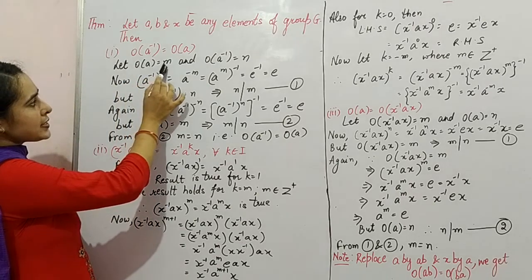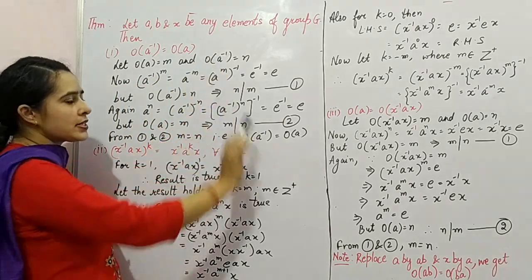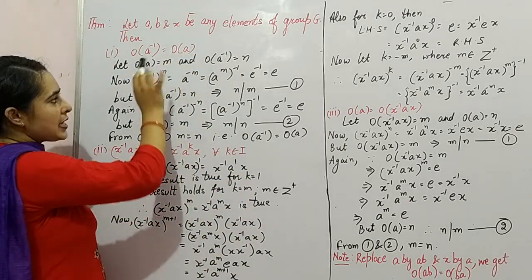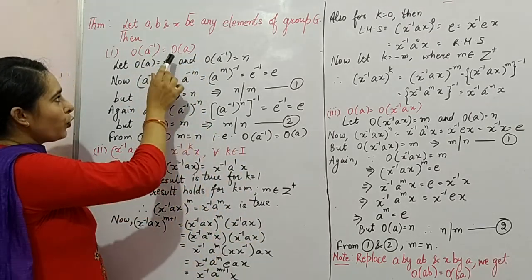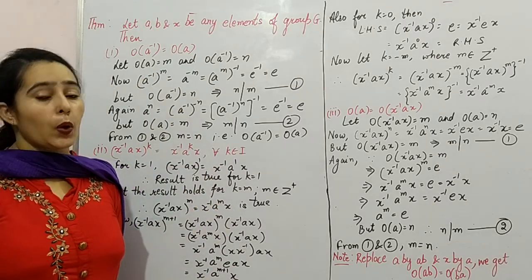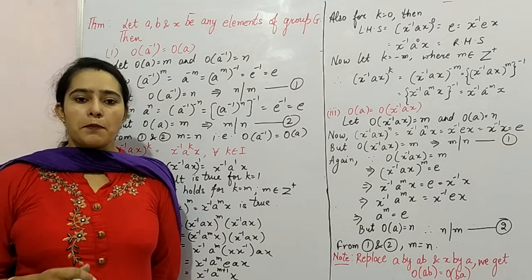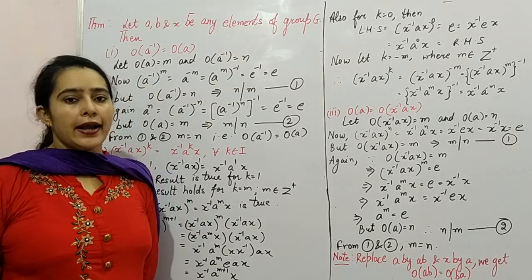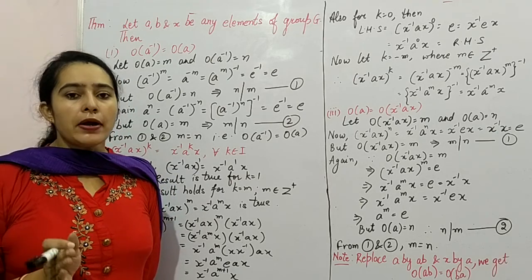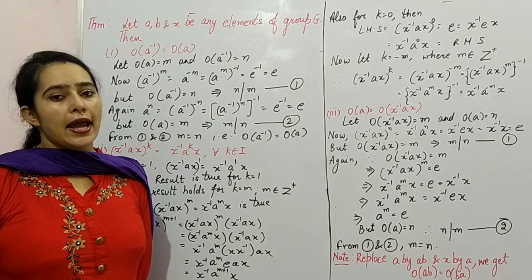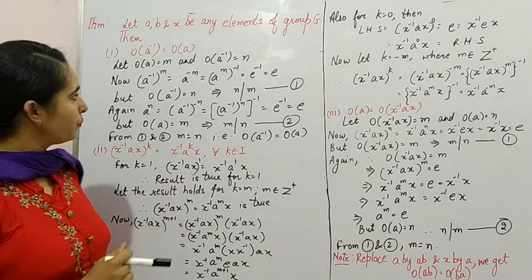Let the order of a be equal to m and the order of a inverse be equal to n. Now what we have to prove? We have to prove that m is equal to n. To prove that m is equal to n, we shall prove that m divides n and n divides m. If m and n both divide each other, then clearly m should be equal to n.